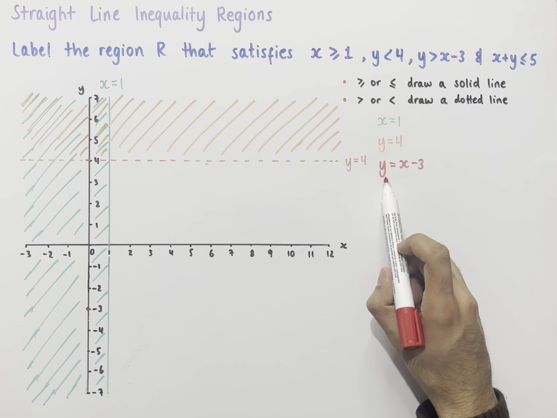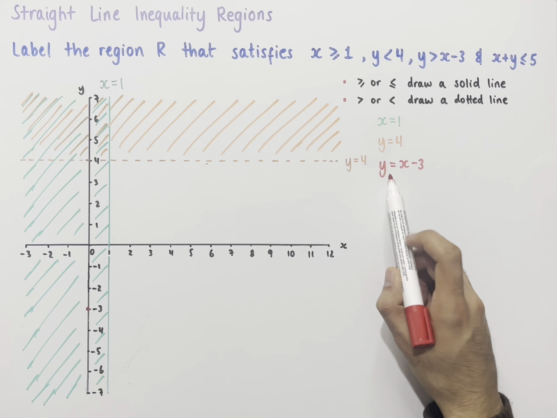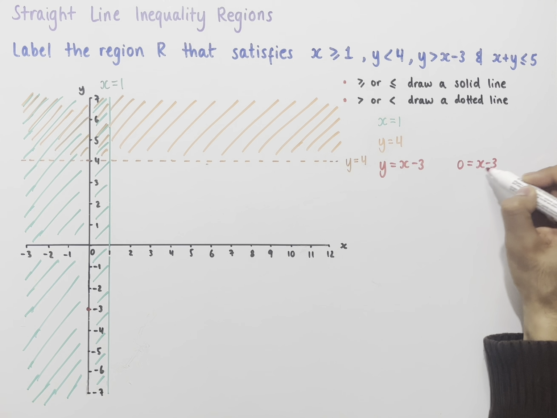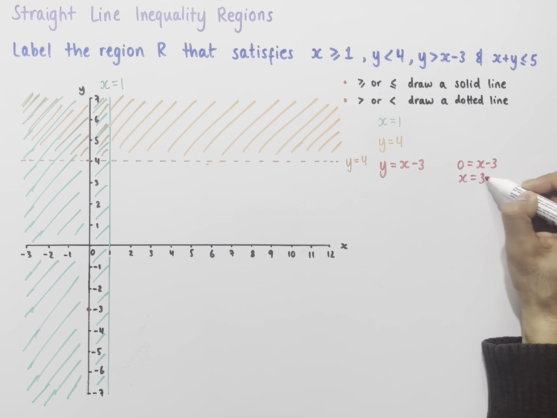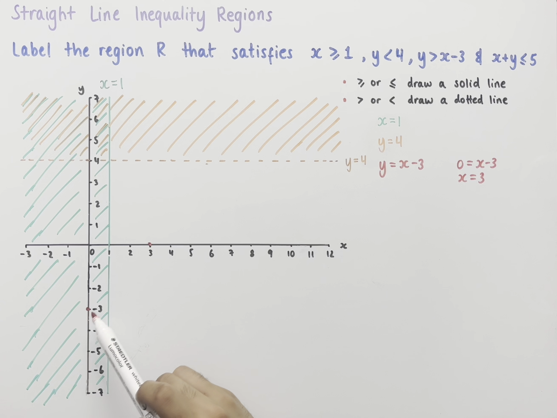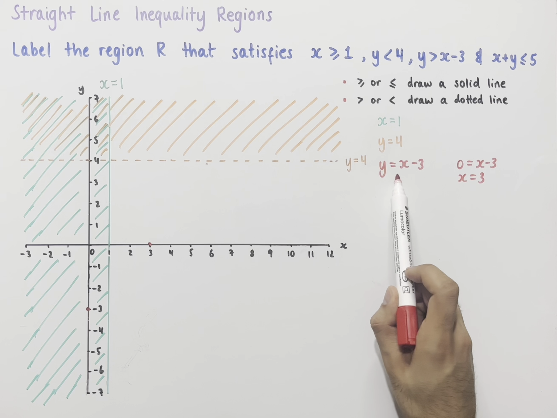If we also work out the x-intercept, that would be when y equals 0. So we would have 0 equals x minus 3, and so x equals 3. So the x-intercept is at x equals 3. Since we have these 2 points now, we can use a ruler and then extend the line out to draw the line y equals x minus 3.